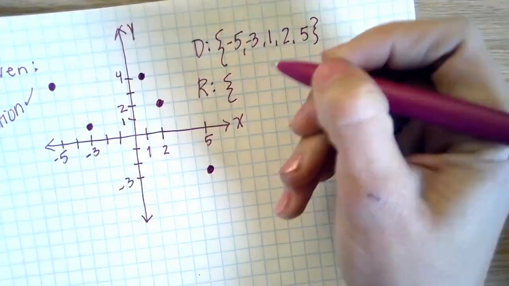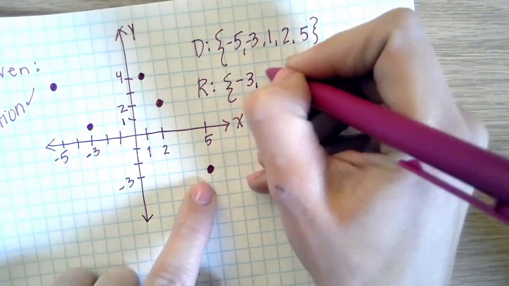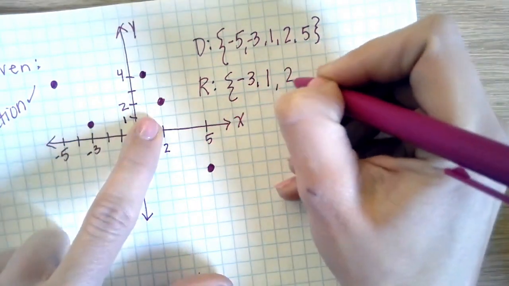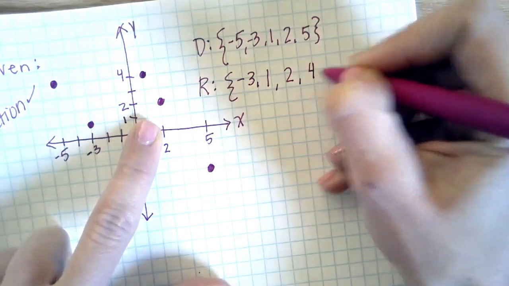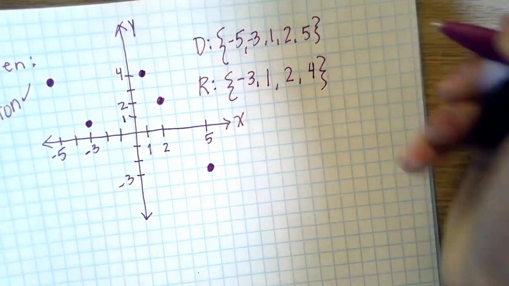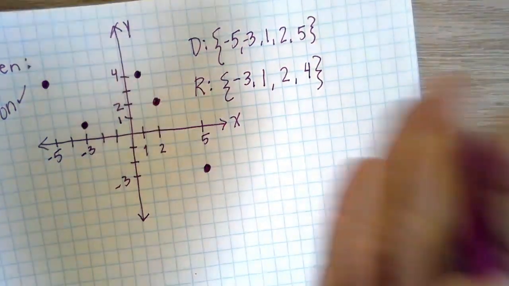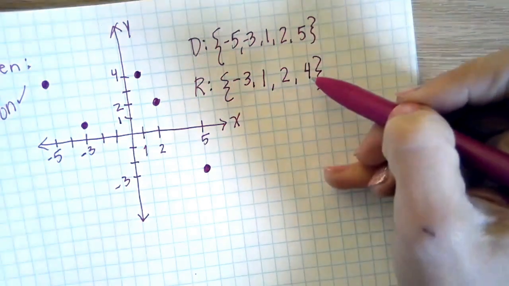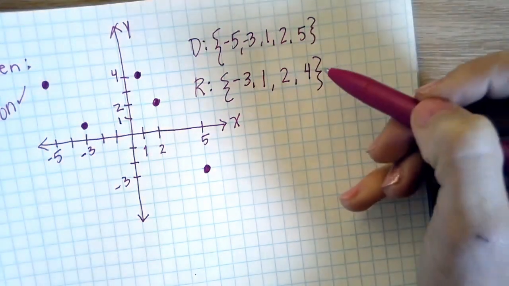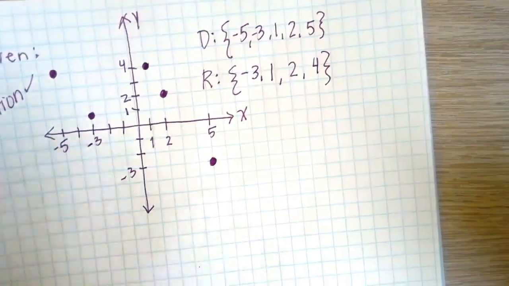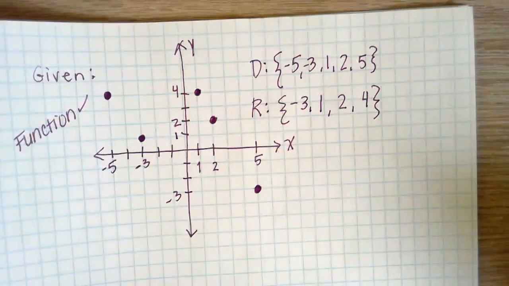Could you do it this way? Yes. -3, 1, 2. Now, should I do 4, 4? No, you do not list more than once. You only list it one time. We're good to go. If you did a mapping diagram, we would just have 2 x's pointing at the 4, and we're good to go from there, okay? So that's using the domain from that perspective using set builder notation.